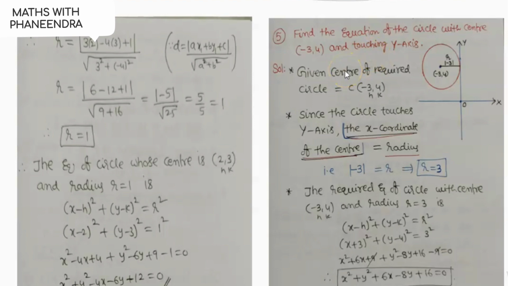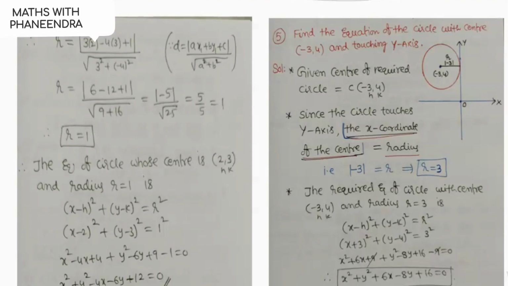According to the data, you draw the diagram first. Given center of the required circle C is (-3, 4). Where does (-3, 4) lie? It lies in the second quadrant. Why? Because the x coordinate of the center is negative, less than 0, and the y coordinate of the center is positive. It will be possible in the second quadrant.